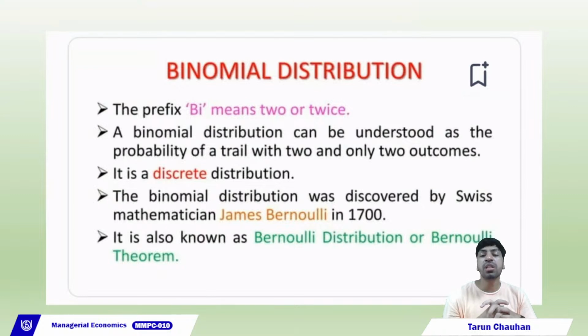This particular concept of the binomial distribution was discovered by the Swiss mathematician James Bernoulli in 1700. It is one of the oldest types of probability distribution, used all over the world in mathematics and statistics. That's the main reason it is also called the Bernoulli distribution or the Bernoulli theorem, which includes the mathematical formula and the variance, standard deviation, mean, and how to calculate the probabilities using different measures of central tendency.